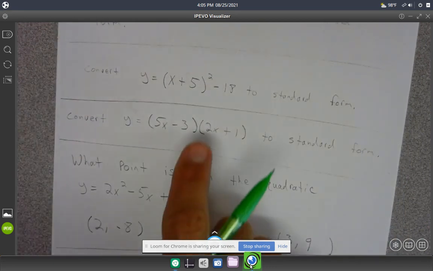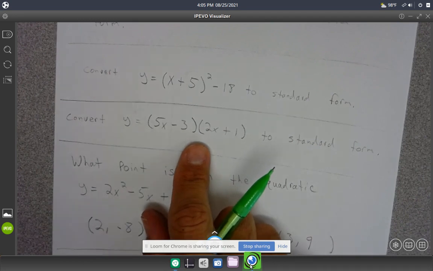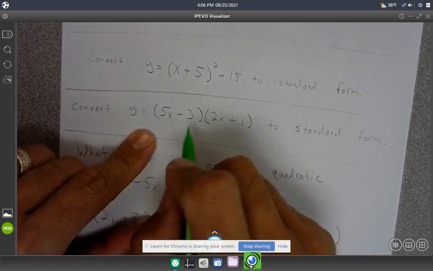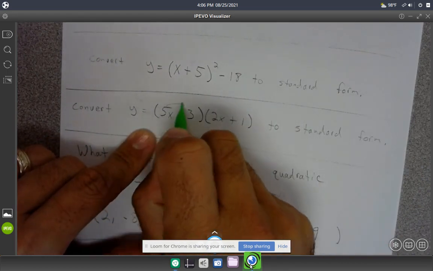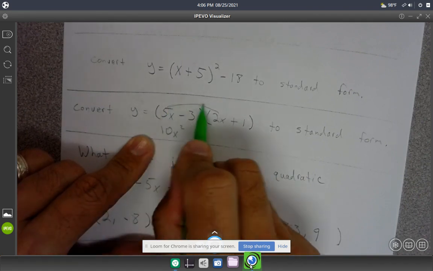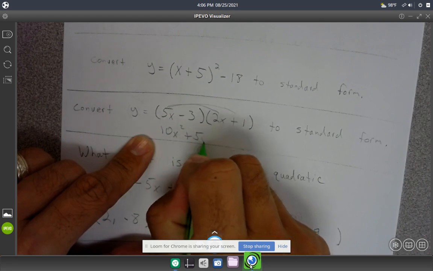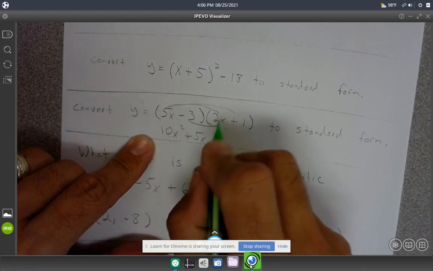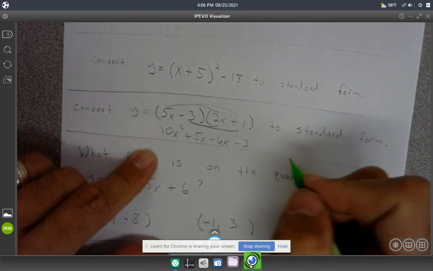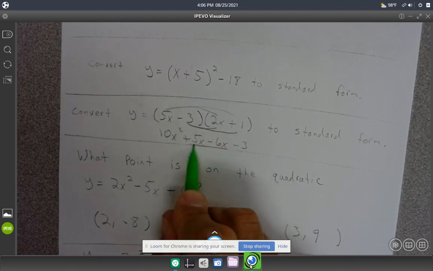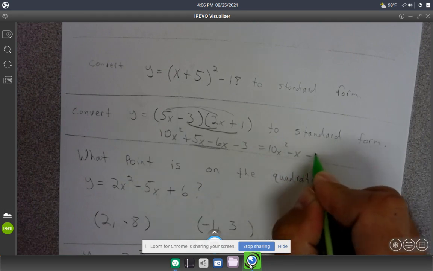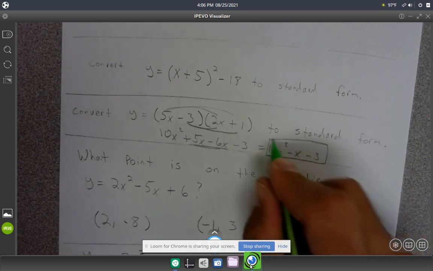Converting to standard form when it's in factored form like this is the exact same process. You just multiply it out. Standard form is just the multiplied out form. So I'm going to get 10x squared. This is going to give me a 5x. Negative 3 times 2x will be negative 6x. Negative 3 times 1 will be a negative 3. And then those two guys in the middle, you just combine the like terms. 10x squared minus x minus 3. That will be it for that one.